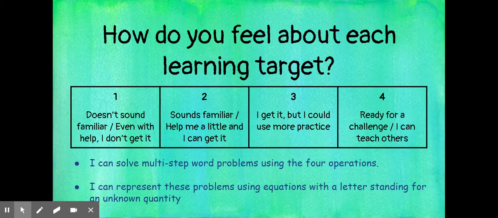I can represent these multi-step word problems using equations with a letter standing for an unknown quantity. I'm going to guess that doesn't sound very familiar. Most of you are probably feeling like you're a 1 here. Maybe some of you would put yourselves at a 2, but I'm going to guess most of you are a 1. Okay, so this is our starting ground. This is our first step. That's where we are right now, most likely. Let's continue.